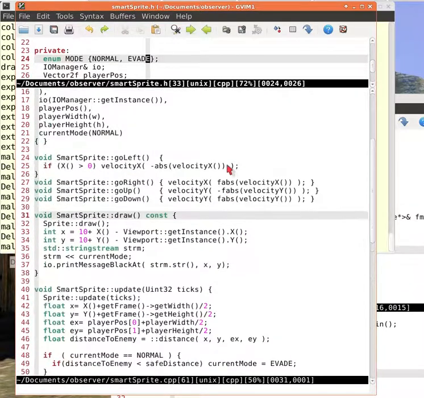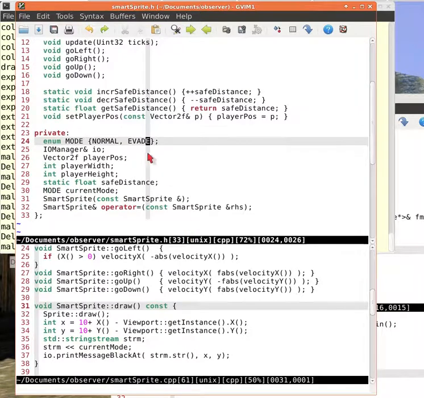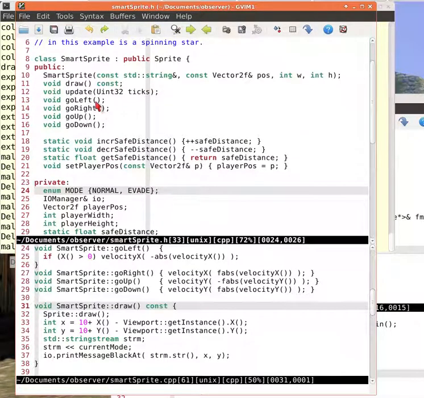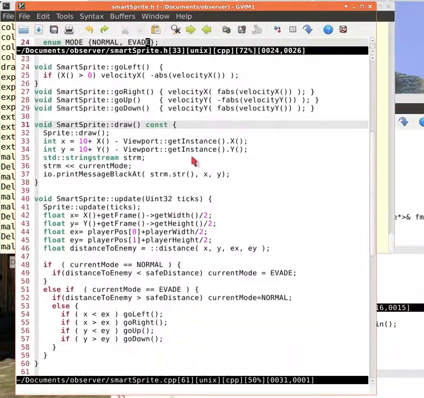Notice there are some functions that I put in here to tell the sprite to either go left, right, up, or down. And those directions will be dictated by where the spinning star is. If the spinning star is to the right of me, I want to go left, so I'll do this one. So let's see if that makes sense of how we do that.